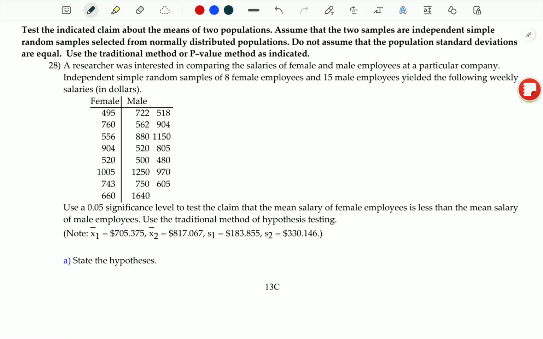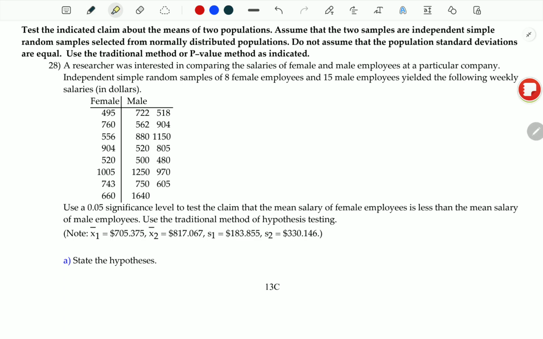Question number 28. Test the indicated claim about the means of two populations. Assume that the two samples are independent, simple random samples selected from normally distributed populations. Do not assume that the population standard deviations are equal. Use the traditional method or the p-value method as indicated.